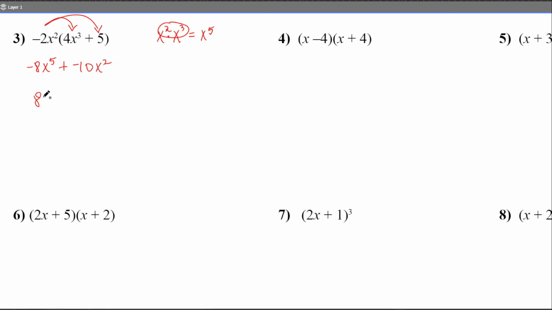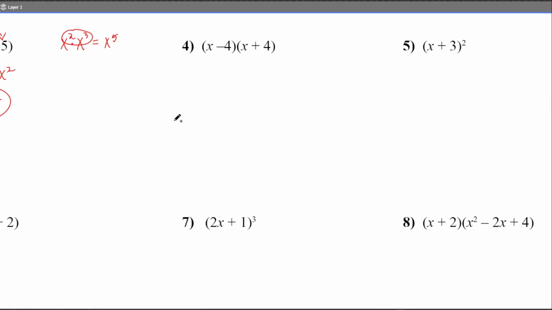We can make it look a little bit nicer. We could go negative 8x to the 5th. Instead of plus a negative, it's the same thing as just saying minus 10x squared. If you want to do that, that's perfectly fine. I would accept this, okay, but this is a little neater, a little more simplified.